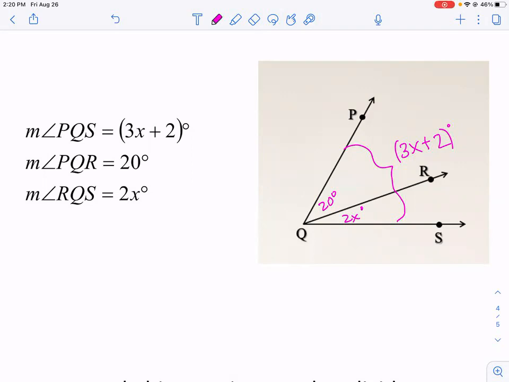But we're going to add these two together for their measures like we did in the previous example. So we're going to take 20 plus 2x because those are our two little angles, and they're going to add to be our bigger angle. So I'm going to subtract 2x. And then I'm going to subtract 2. X is 18. Yep. Okay, now x doesn't give us any of the measures, right? We would have to say, okay, well, RQS would be 36 degrees.